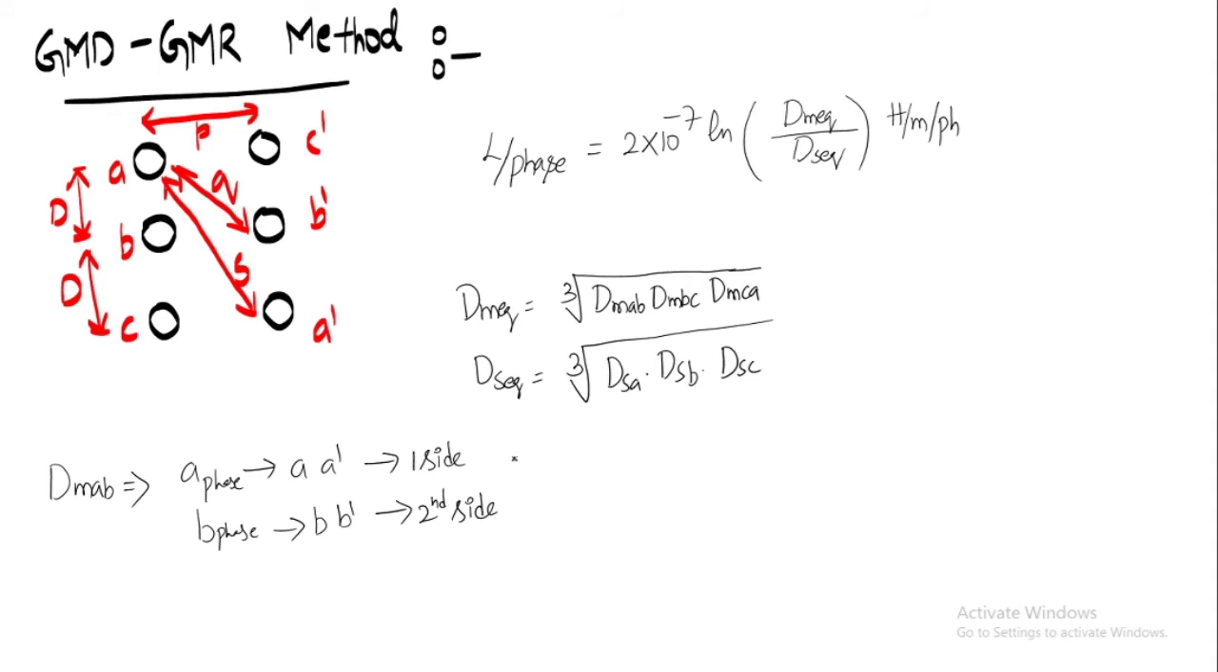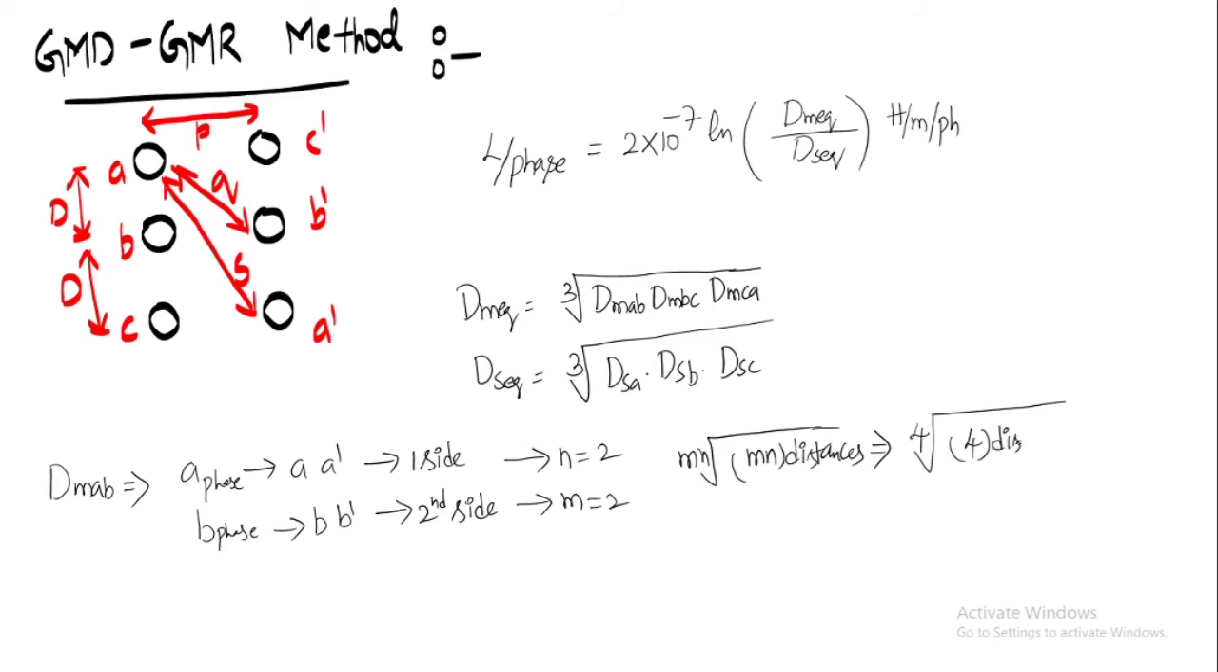And if you observe here, how many conductors here? 2 conductors. So n value is equal to 2. And how many conductors here? 2 conductors. So m value is also 2. Now GMD is nothing but mnth root of mn distances. Now what is mnth root? Mnth root is nothing but 4th root, and how many distances you will get? 4 distances. 4th root of 4 distances.